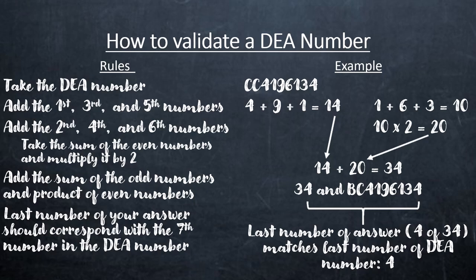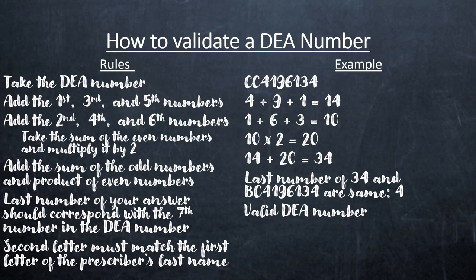Now we finish our validation by taking the last number of our final number and the last number of the DEA number and making sure that they match up. Here in our example, we have figured out 34 with our mathematics, and the last number of the DEA number is 4. So the last number of 34 being 4 and the last number of our DEA number being 4 match, so it confirms a valid DEA number. We have validated that DEA number with the letters and the math. Make sure you do both on every DEA number.